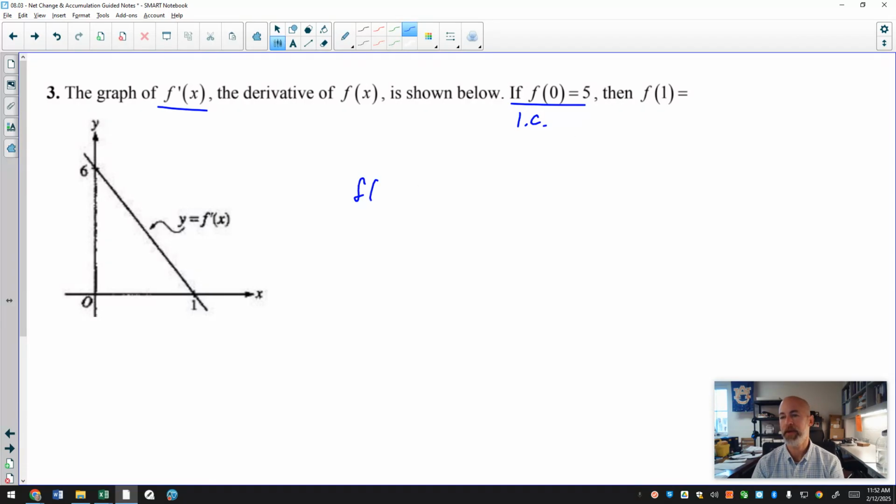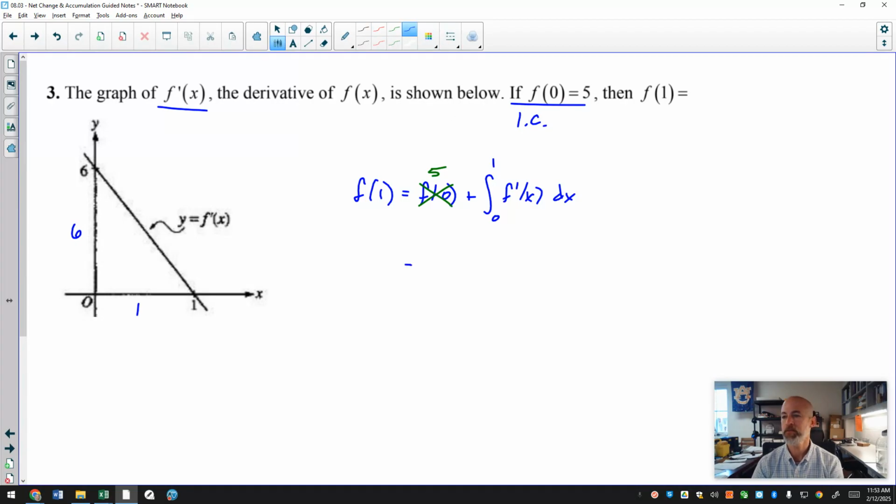And so my amount at 1 is my initial amount, f of 0, plus the antiderivative from 0 to 1 of the derivative, like so. I can go ahead and replace f of 0 with 5 because I know what that is. Now we have to decide how we are going to get the value of that definite integral. If we have a nice clean graph, we can find that area with geometry. That is a triangle with a base 1 and a height 6.